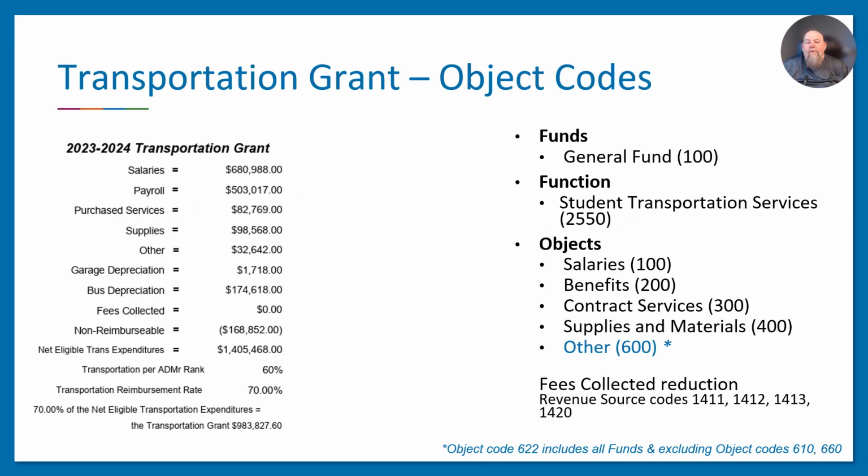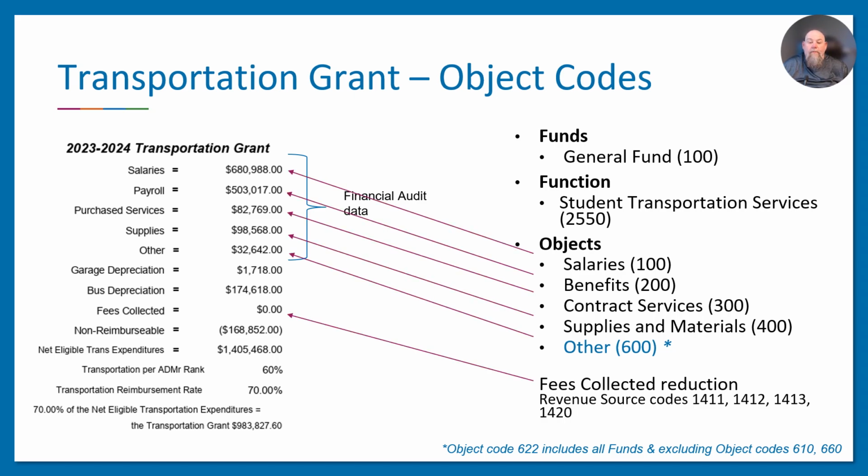On the left side of the screen, you see the transportation grant portion of the estimates. Now, this gets filled in with data when we are doing the state school fund reconciliation, and this data comes from your financial audits. So once you upload your audit, we start pulling information. And we pull data from General Fund 100, and then Function 2550, which is the Student Transportation Services, and then these objects 100, 200, 300, 400, and then we also pull object 600.